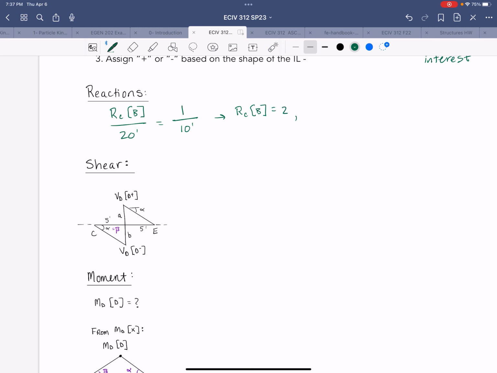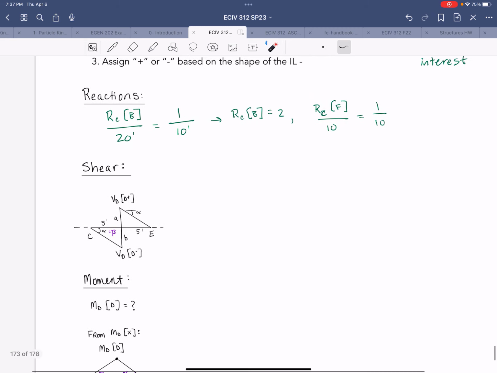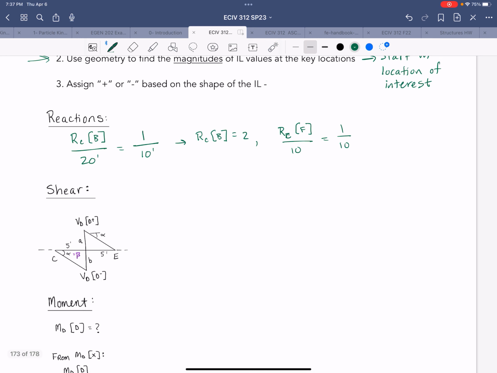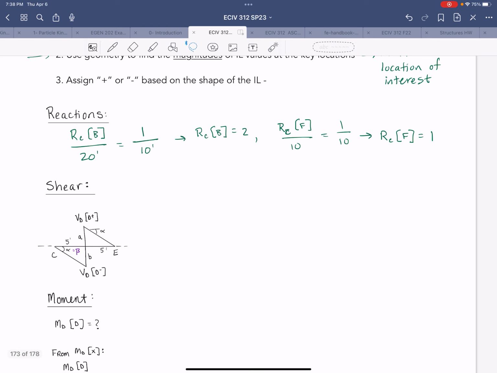And then for F, we apply a similar equation, right? Reaction at C when the unit load is at F over 10 is equal to 1 over 10. And here, right, don't worry about the fact that this is a negative value. We know it's negative. We're just getting the magnitude. All right, so we know the magnitude is 1. We'll just assign the negative based on the shape.